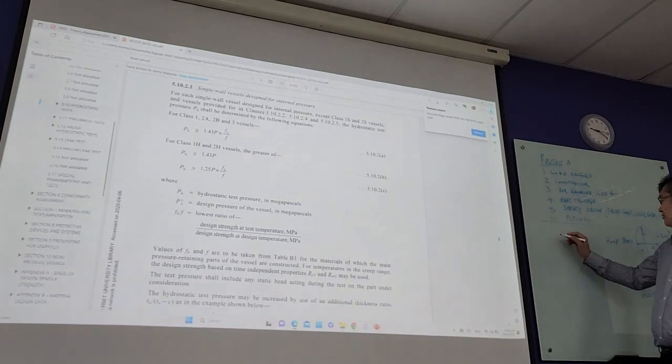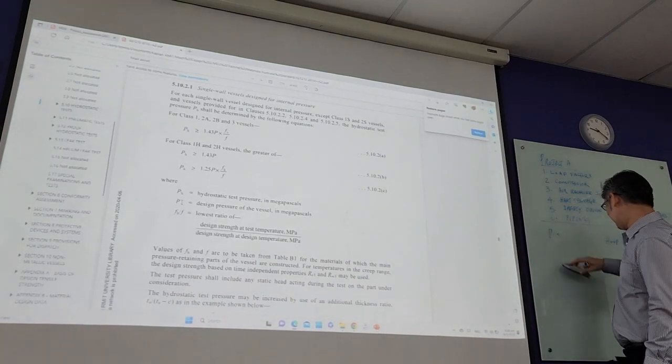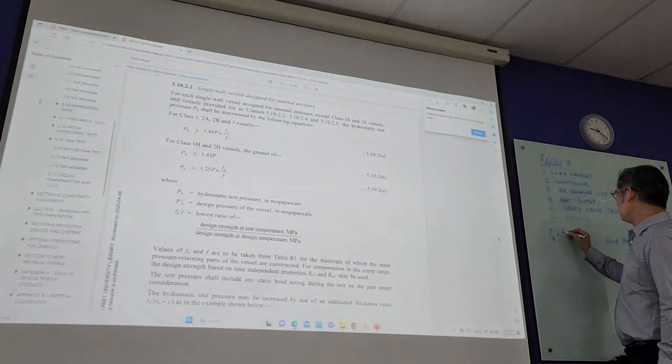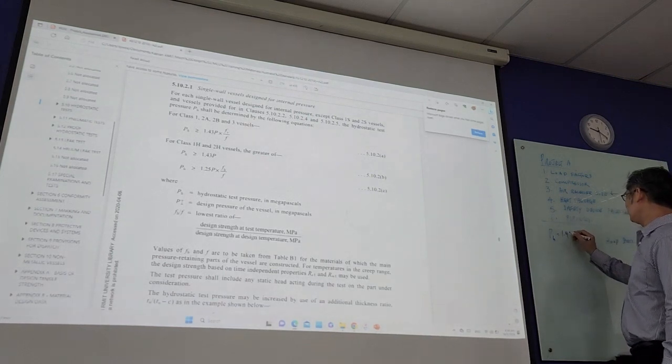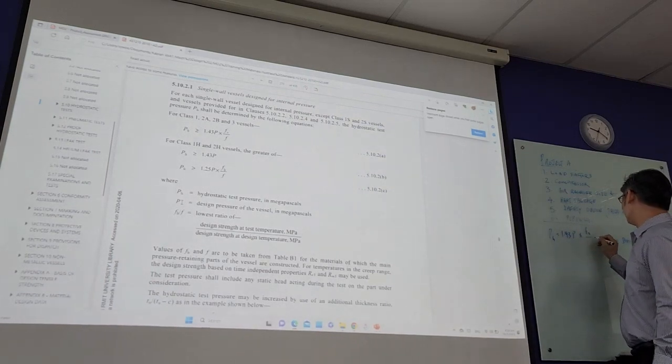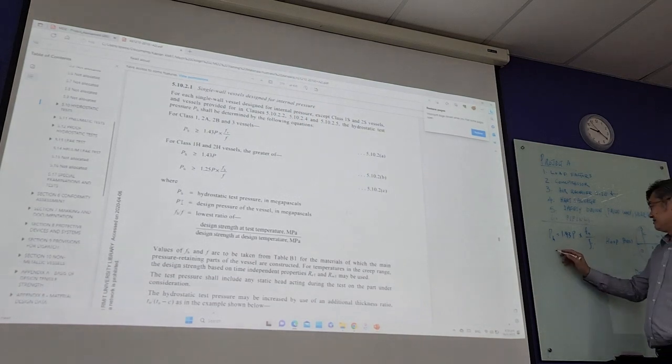So now your pH, your hydraulic pressure, equal to, use small letter, alright, 1.43 F. So this one is 1. The factor is 1. Later I will show you why it's 1. So now we know the design pressure, right? So your hydrostatic pressure is 1.43 times design pressure. What's the value? 1.233. Okay, very good.